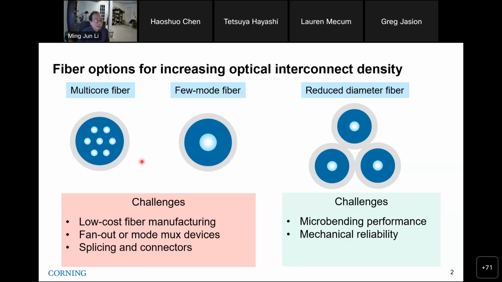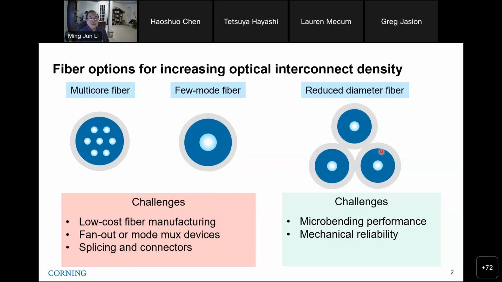However, these new fibers have new challenges. For example, we need low-cost fiber manufacturing, otherwise the cost would be too high. Also, the fan-in, fan-out or mode mux, demux devices are very important. We need reliable, low-cost devices to be used with these fibers, and also for installation, splicing and connectorization are very important issues.